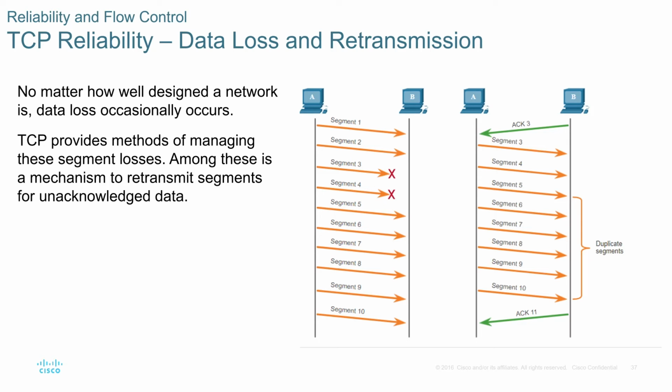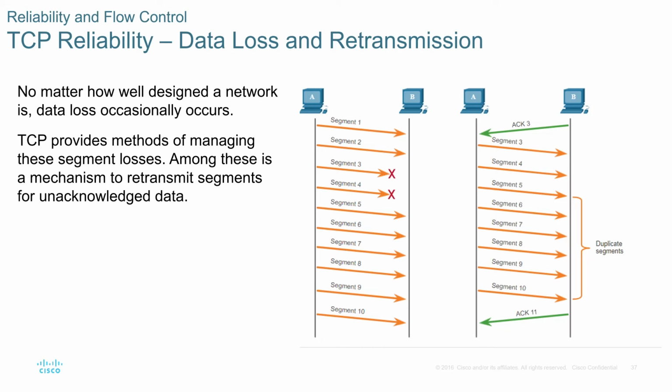No matter how well we design a network, data loss occurs. In this example, TCP provides a method of managing these segment losses. Among these methods is the mechanism to retransmit segments for unacknowledged packets. Two terms for TCP would be positive acknowledgement and retransmission. Flow control is also used when discussing TCP, as well as reliability.